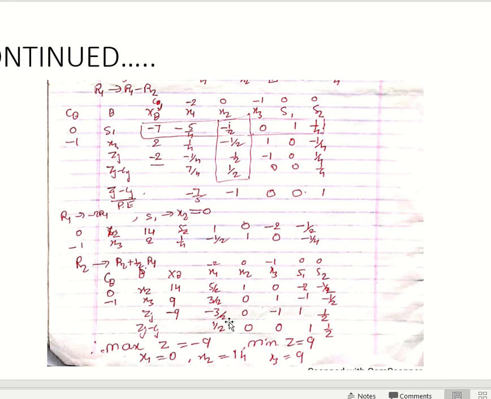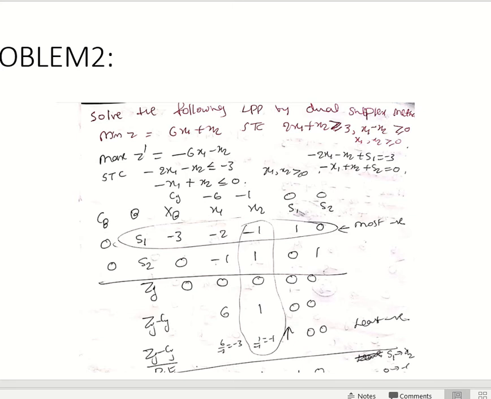Obviously what is the minimization of Z? It's the opposite, that is minus 9. We have to convert it into plus 9. So minimization Z equal to 9. So this is the final answer for the given problem.